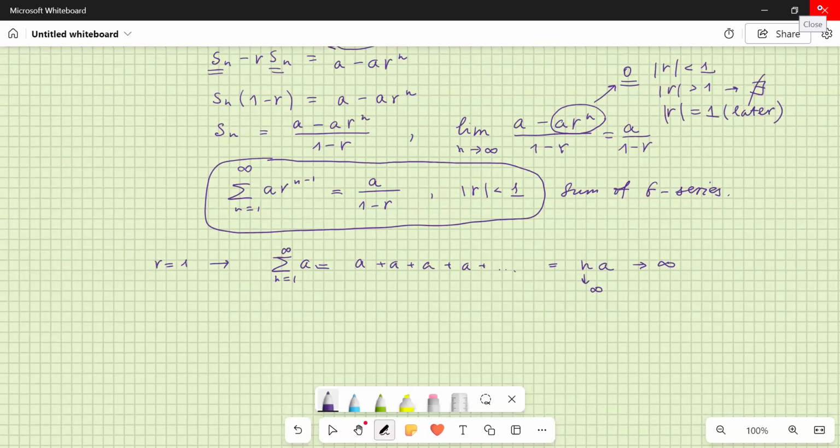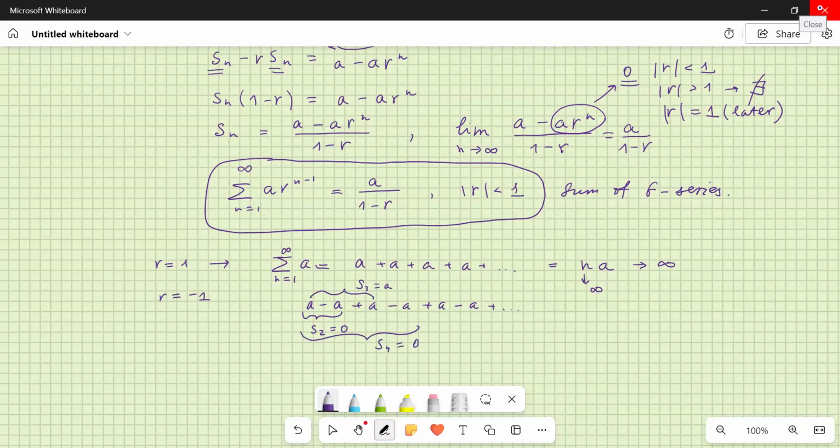Now, let's consider r equals -1. How is my sum of series going to look? It's going to look like this: a minus a plus a minus a plus a minus a. If you calculate partial sums, for example, S2 is going to be equal to 0, right? S3 is going to be equal to a. Four terms is going to be equal to 0 again, and so on.